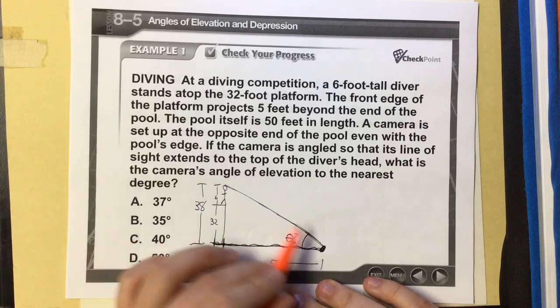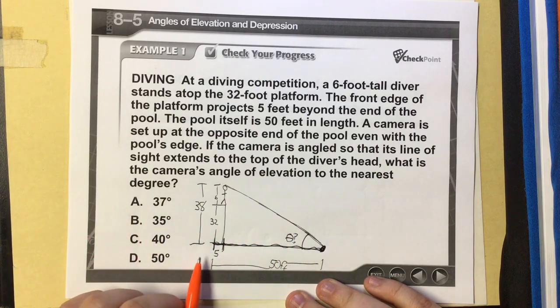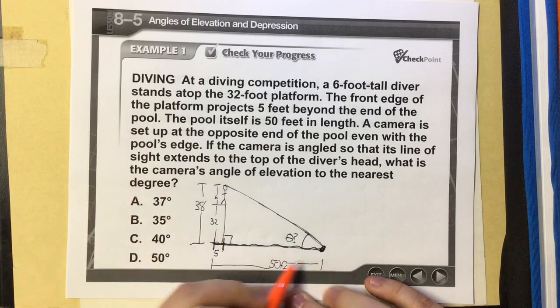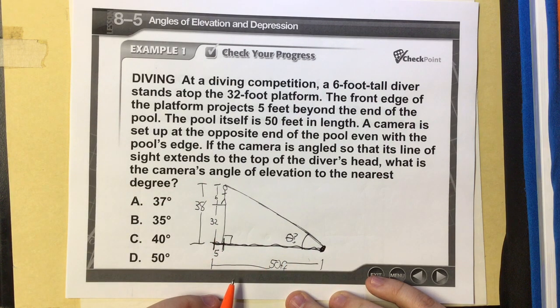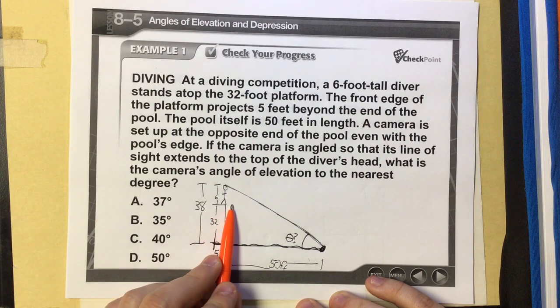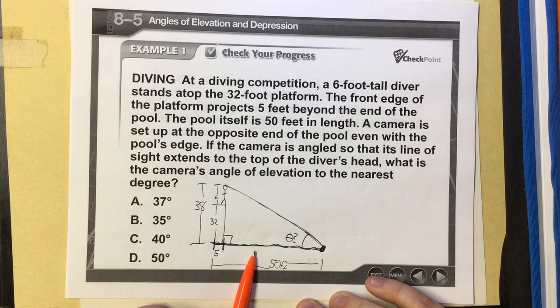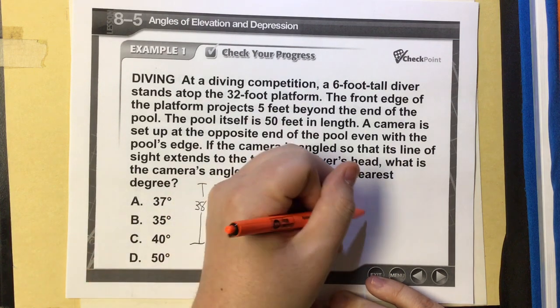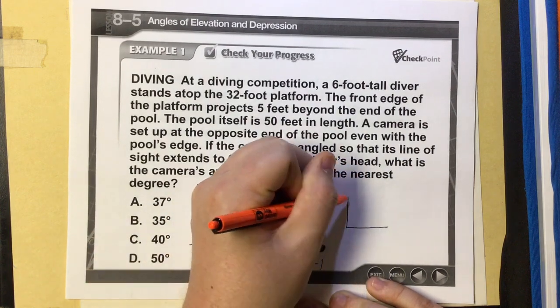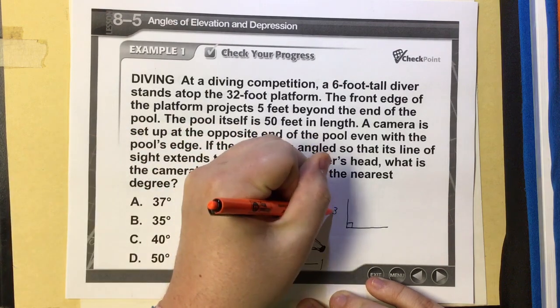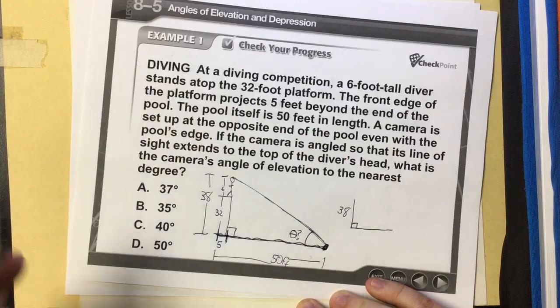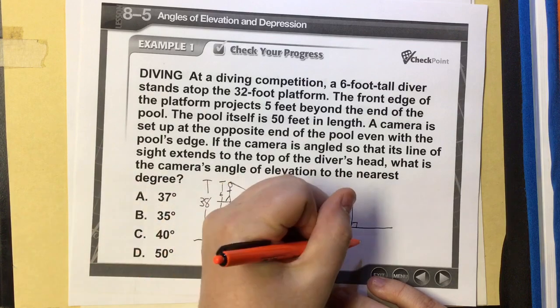So first, let's just redraw this a little bit more simplified. We have a right triangle. We have all of our different stuff right here. 50, and 5 of it has been cut off by the platform extending on over it. 38 here. So what we really have is 38 total feet up, 50 minus the 5 that it's overhanging, so 45 here.